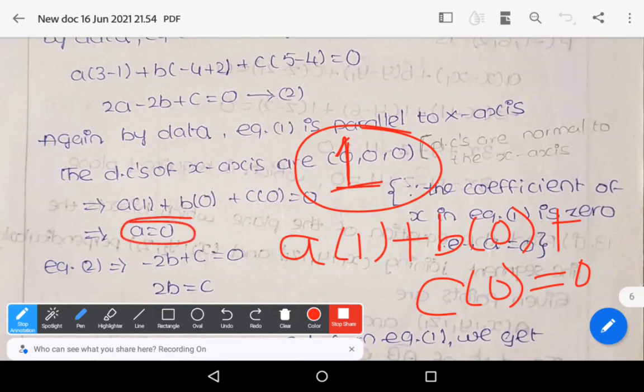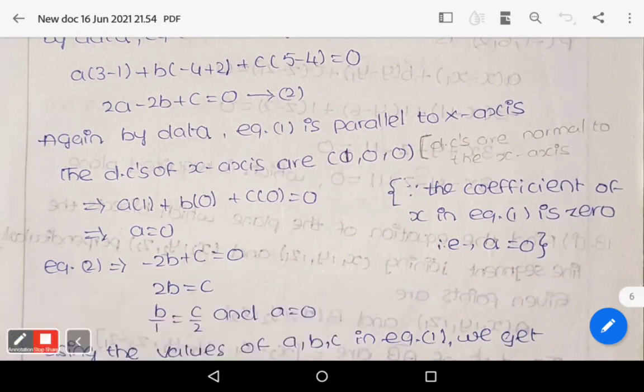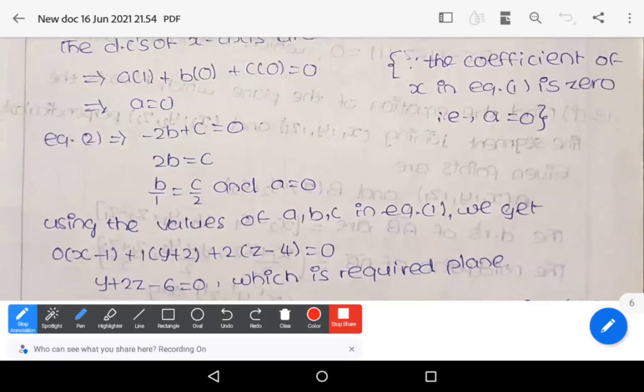If you get a is equal to 0, substitute this value in equation 2. You get minus 2b plus c is equal to 0. So 2b is equal to c. It means b by 1 is equal to c by 2. It means the value of b is 1, the value of c is 2. Already we found that the value of a is 0.